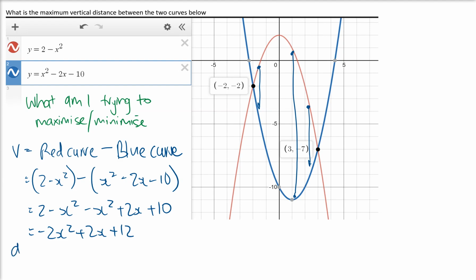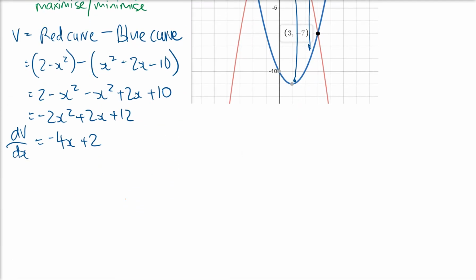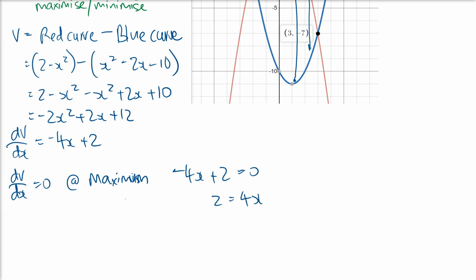So I'm going to go dV over dx. That's going to be negative 4x plus 2. Happy with that? So now I'm trying to maximize something. What do I do after I've differentiated it? Yeah, I've got to make that equal 0. So dV over dx equals 0 at a maximum. So negative 4x plus 2 equals 0. So therefore 2 equals 4x.